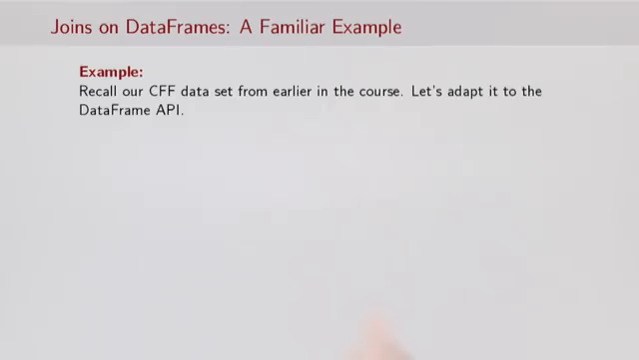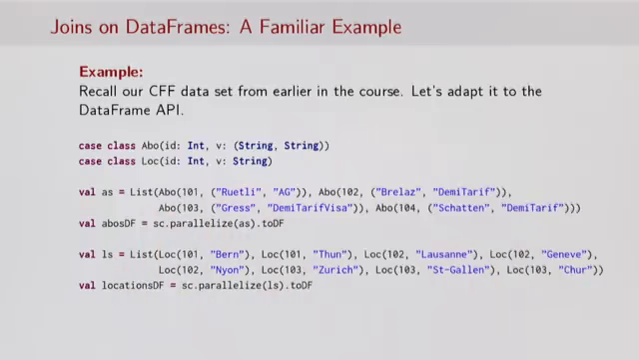Recall this CFF dataset that we saw from earlier in the course. So this was the dataset with the train passengers and the train tickets. And let's try to adapt that to the DataFrames API. So this is the code for the data that we used in our example. I've adapted it a little bit to put it into a data frame format.